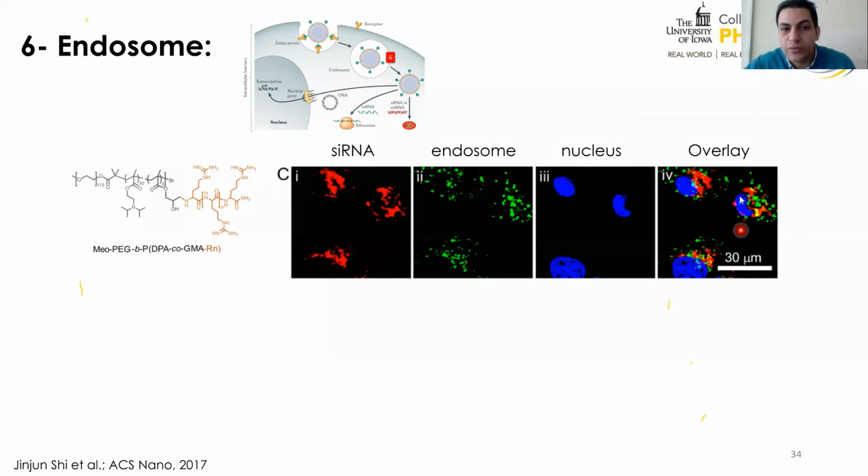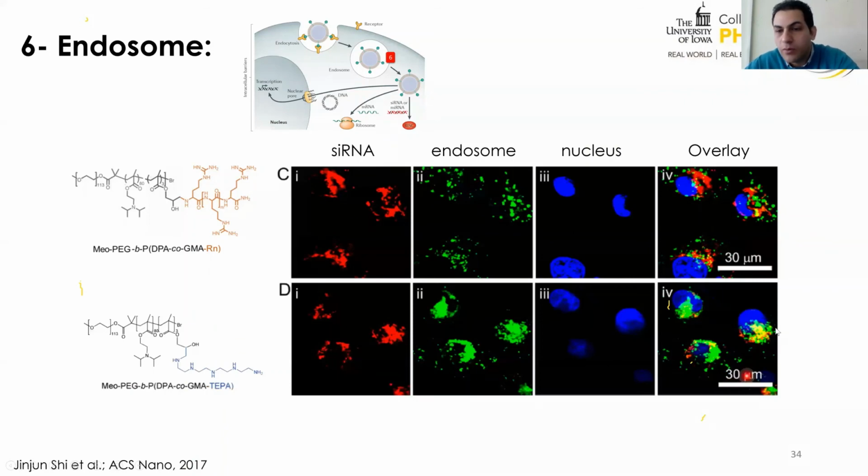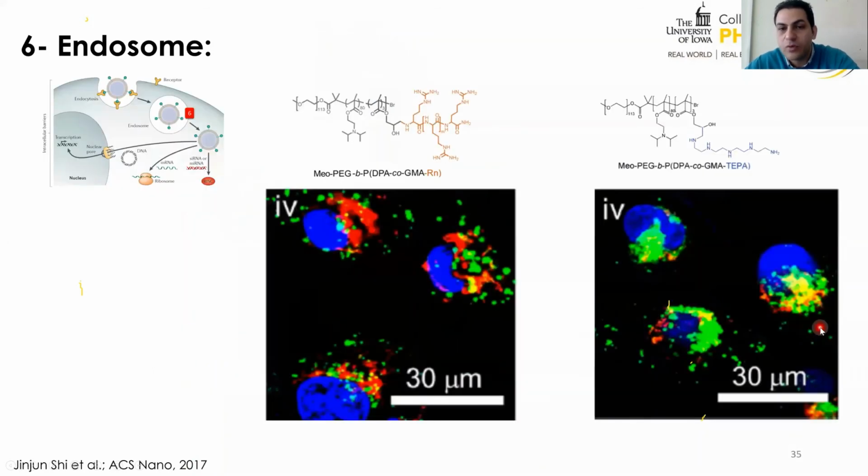So for this branched polymer, you barely see any yellow here. However, when you have a linear polymer, most of the signal is yellow. And if we magnify both images, you will see in the branched polymer, you just see tiny yellow spots. However, when you use the linear polymer, you have a big bunch of yellow color here. So this indicates that the branching of the polymer is pretty critical to get a good endosomal escape, and this is expected because you have tons of primary, secondary, and tertiary amines that can capture more protons, and this results in a better proton sponge effect.